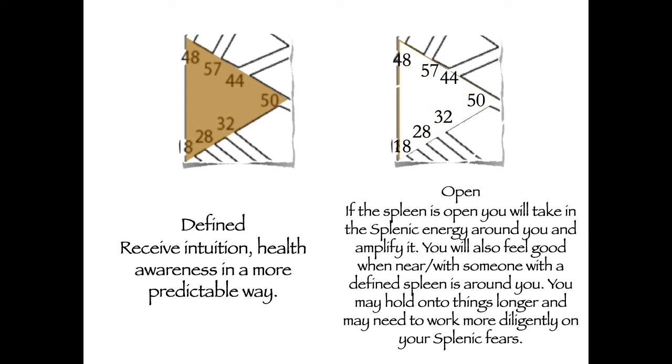So when you have a defined spleen, you have a more fixed way of understanding your intuition, a more fixed way of understanding your health, and a more fixed way of understanding time. So generally when you have a defined spleen, you can be on time. You don't have as much of a disconnect with how long things take, or there's not this need to be too early or too late. You receive the energy of the intuition of the spleen in a more predictable way, so that you know more about how your intuition works.